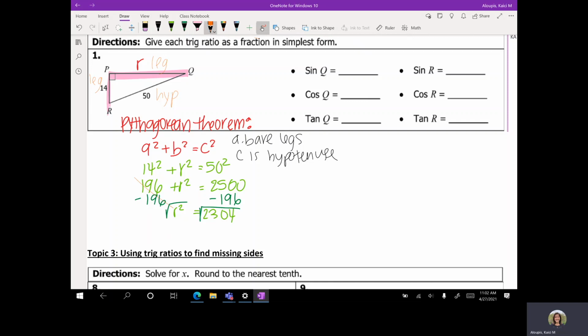So the square root function cancels out the power of 2, so we just get regular r is equal to, and the square root of 2,304 is equal to 48. Quick note, whenever we take the square root of something, it's either positive or negative, positive 48 or negative 48. But because we're talking about the length of a triangle side, it has to be positive. So I know r is 48.